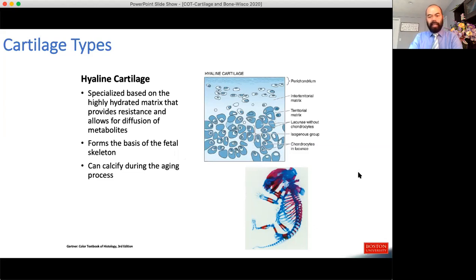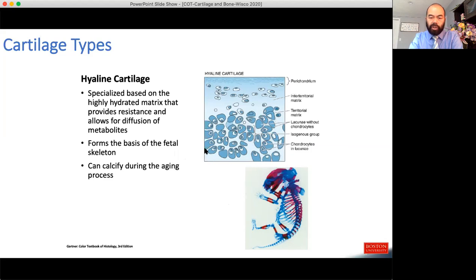And again, it's the glycosaminoglycans, the glycoproteins in general, the proteoglycans that are soaking up water like a sponge based on their charges. It forms the basis for fetal skeleton development, and it can calcify during the aging process.